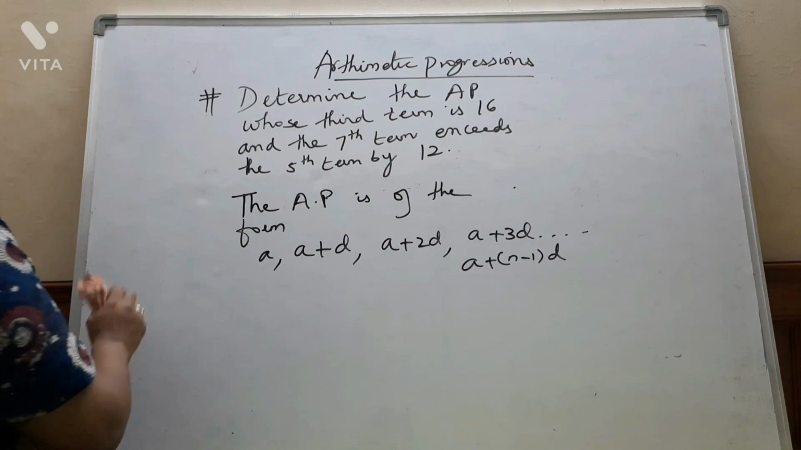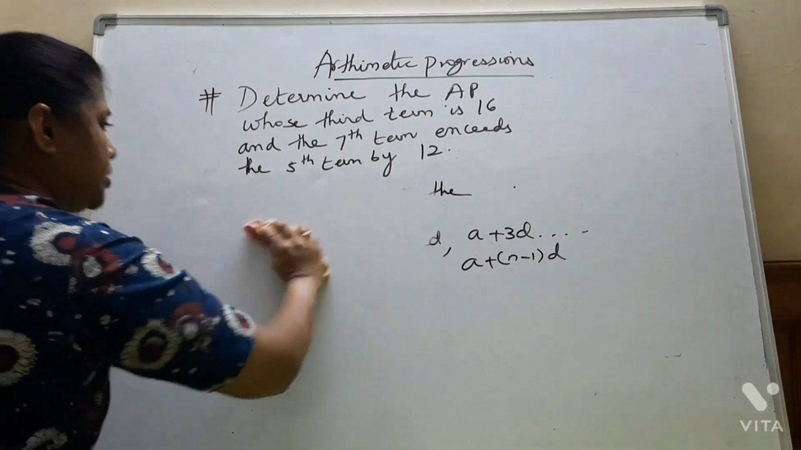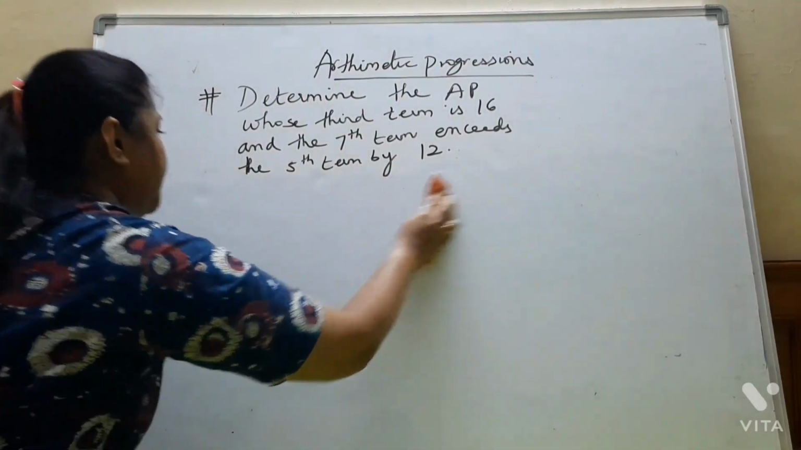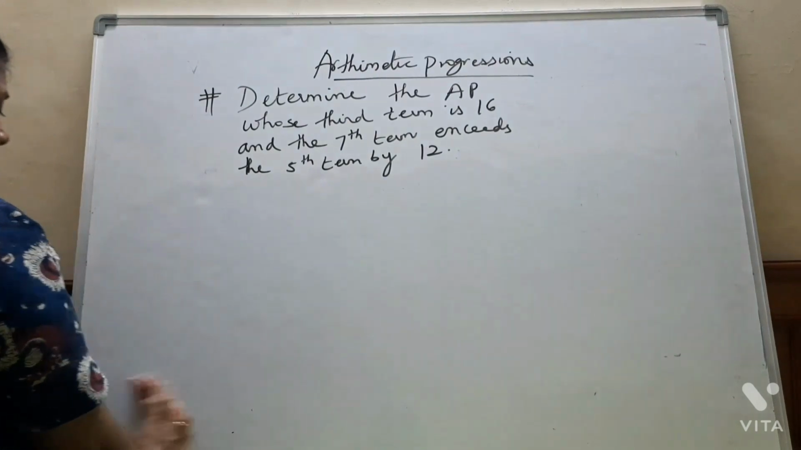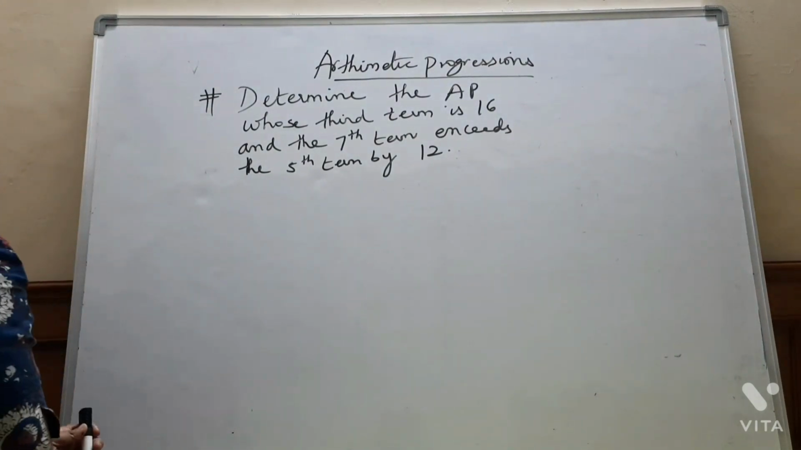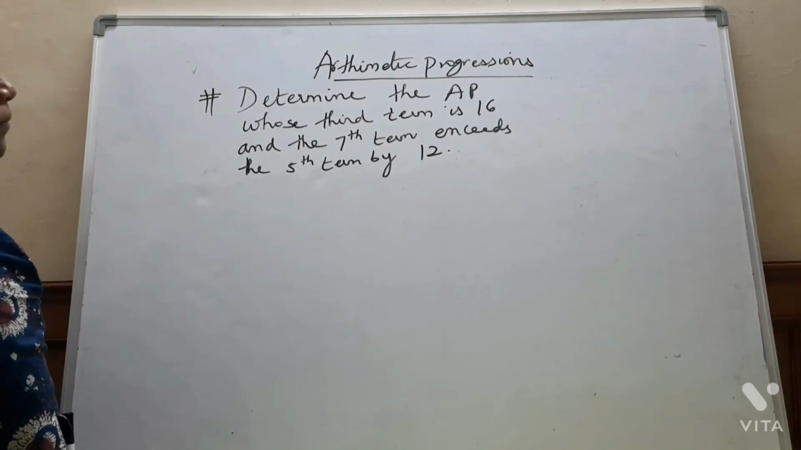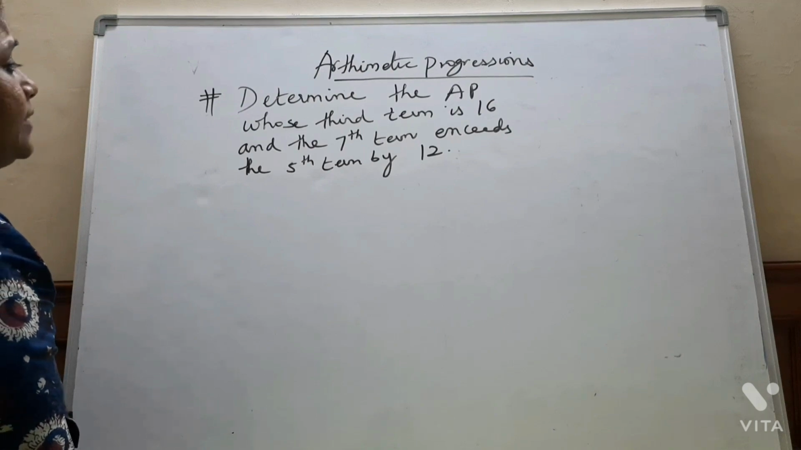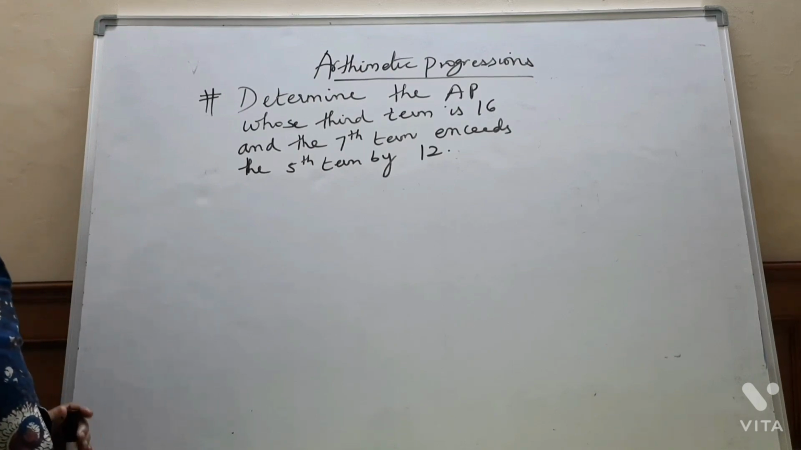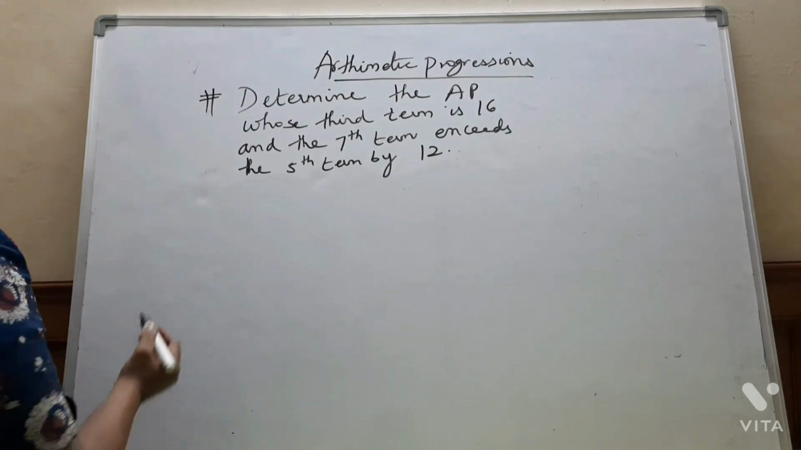Okay guys, now I have finished a small recap of arithmetic progressions. So let us find out the answer for this question. The question is, determine the arithmetic progression whose third term is 16 and the seventh term exceeds the fifth term by 12. Very simple guys.